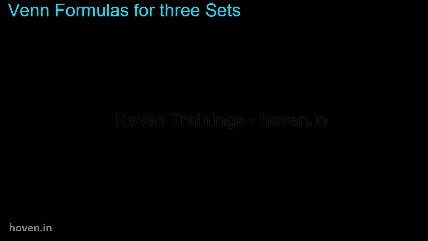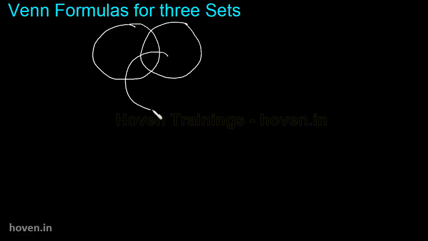Venn formulas for three sets. Now here we will discuss the case when you have three sets that are involved. Like this. This is set A, this is set B, and this is set C. We have already done the case of two sets. There we are already familiar with the terminology. But in this case, let me state the terminology because we are discussing the theory for the first time.